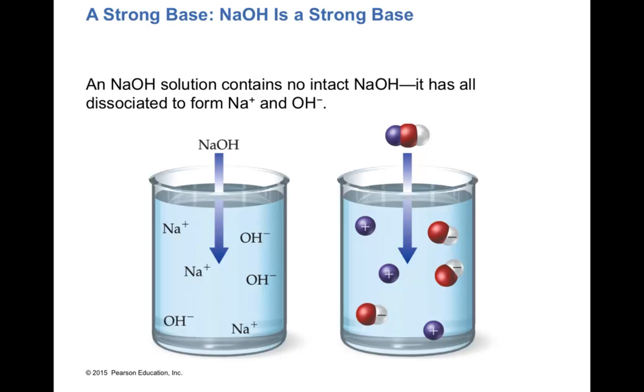So sodium hydroxide, when you add it to water, you're not going to see any sodium hydroxide per se as a molecule. You're going to see ions of sodium and ions of hydroxide. The same concept as we saw with strong acids. It's going to completely dissociate. If you add 10 moles of sodium hydroxide, you're going to have 10 moles of sodium ions and 10 moles of hydroxide ions.